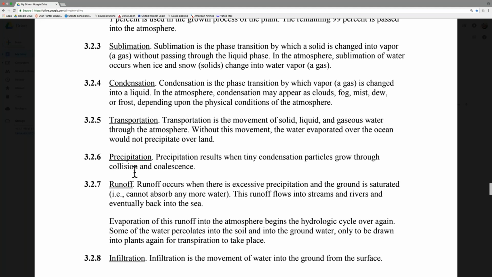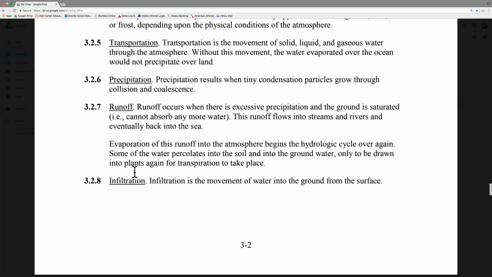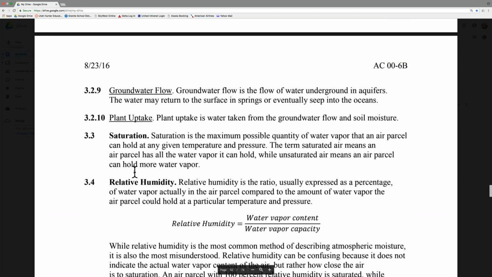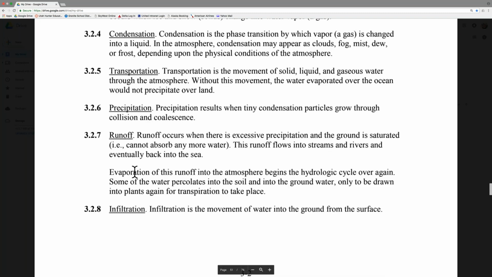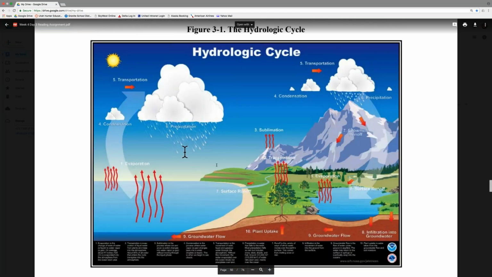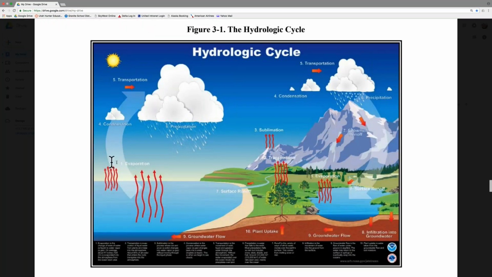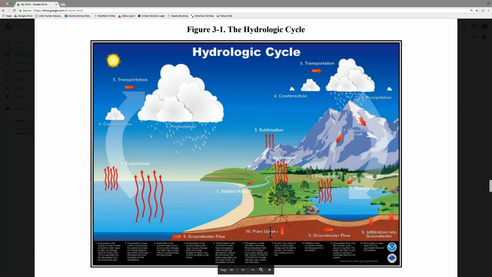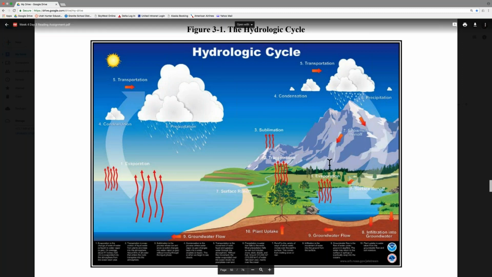And then infiltration, movement of water into the ground from the surface. Groundwater flow is the flow of water underground, and then plant uptake is water driven from the groundwater or flow into a soil moisture. So just this identifies what that would look like. So you got evaporation, condensation, transportation, precipitation, sublimation, all of those things important for the water cycle.